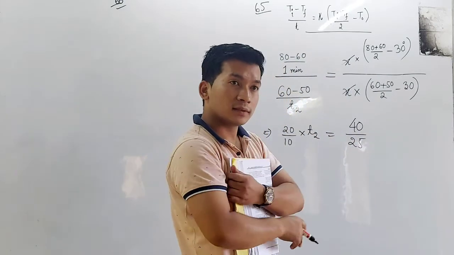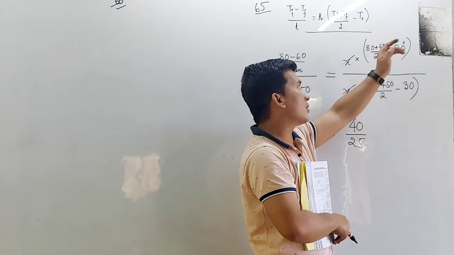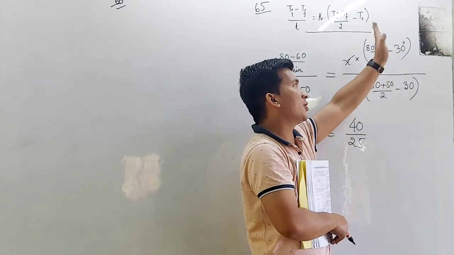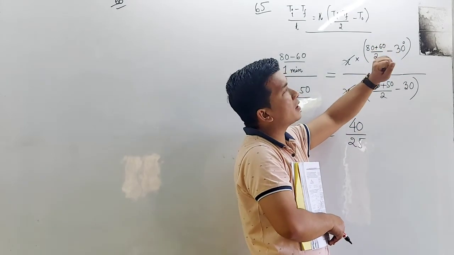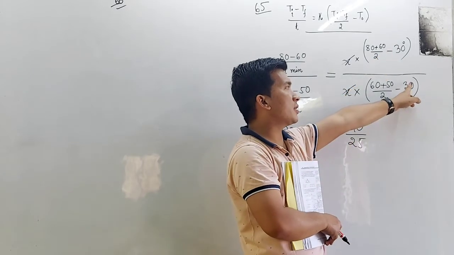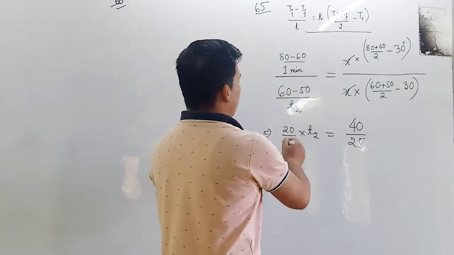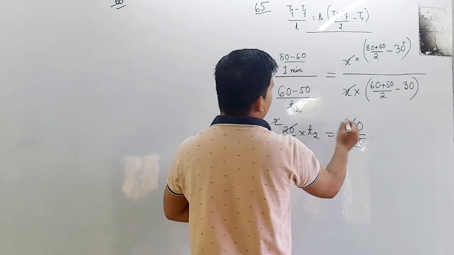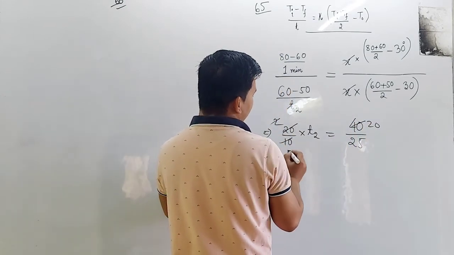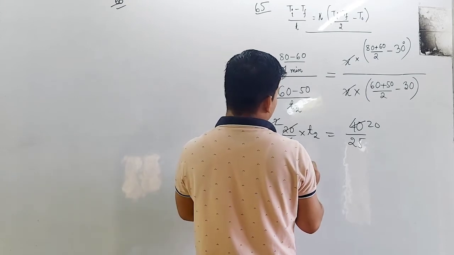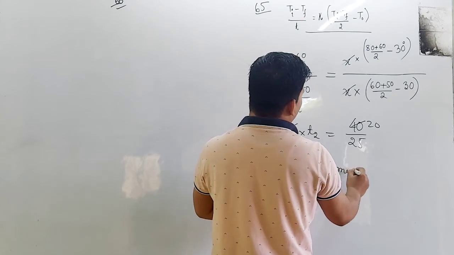Understand: 60 plus 60 divided by 2 gives 60; 60 plus 50 divided by 2 gives 55; minus 30 gives 25. The 2 cancels out, leaving 20. Here we will have T2 equal to 20 divided by 25, and this will be in terms of minutes.